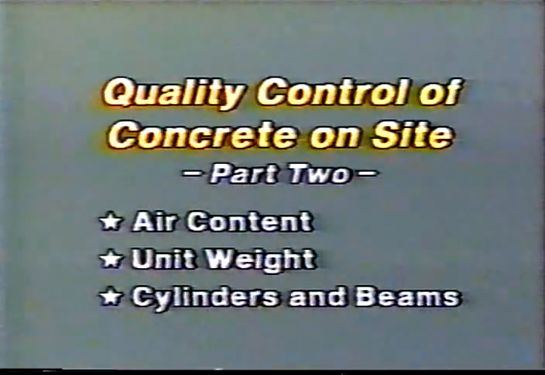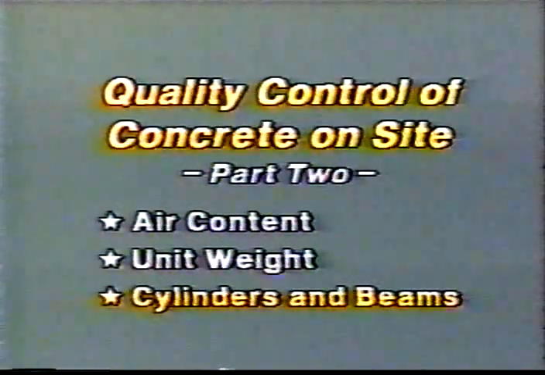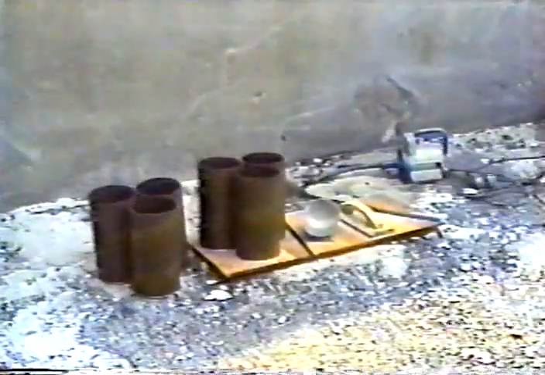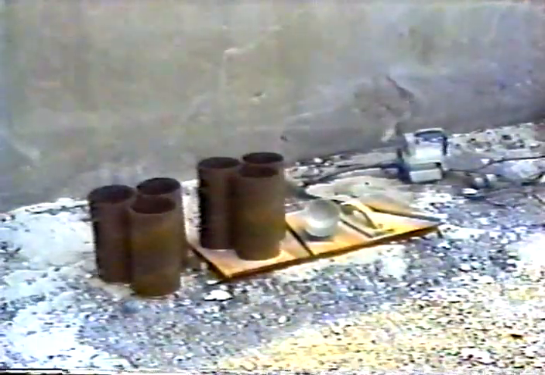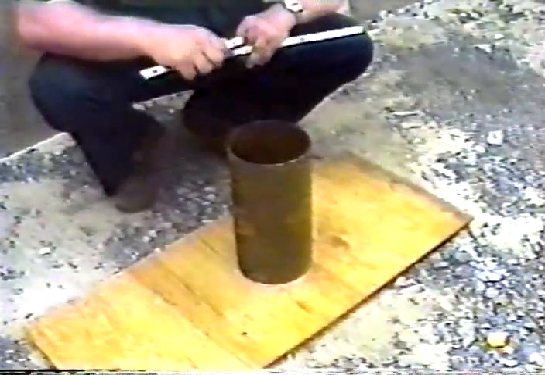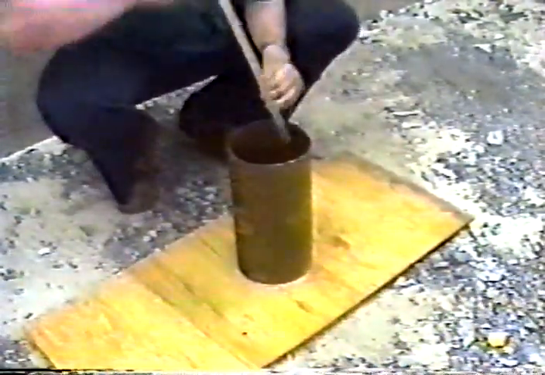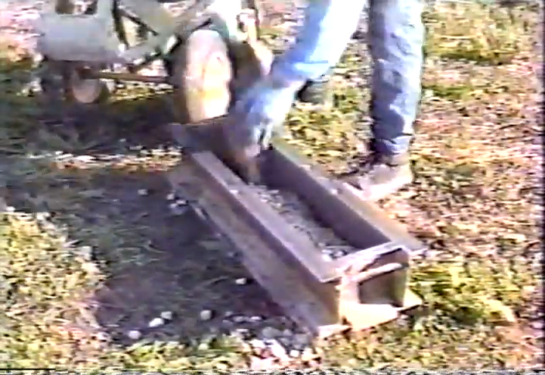The last topic is the making of concrete cylinders and beams on site for subsequent compressive and flexural strength tests. Other than the molds, all needed equipment is available from the other tests we've covered. The sizes of molds are based on the concrete used and on specific project requirements. To begin, the proper molds must be on hand and clean. The concrete is placed in the mold using the scoop or trowel.